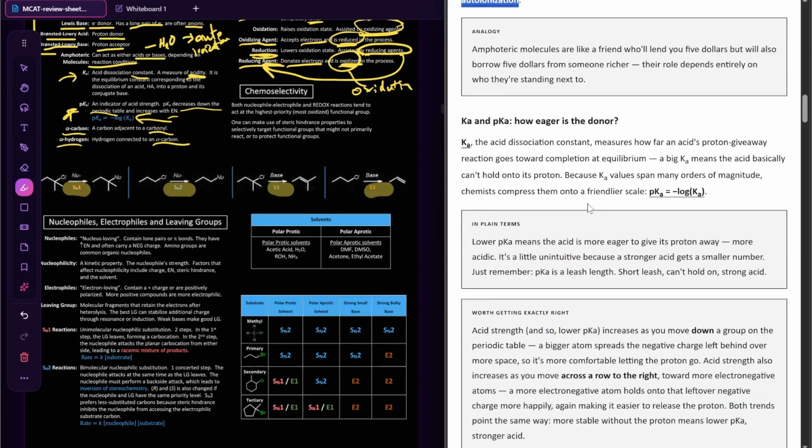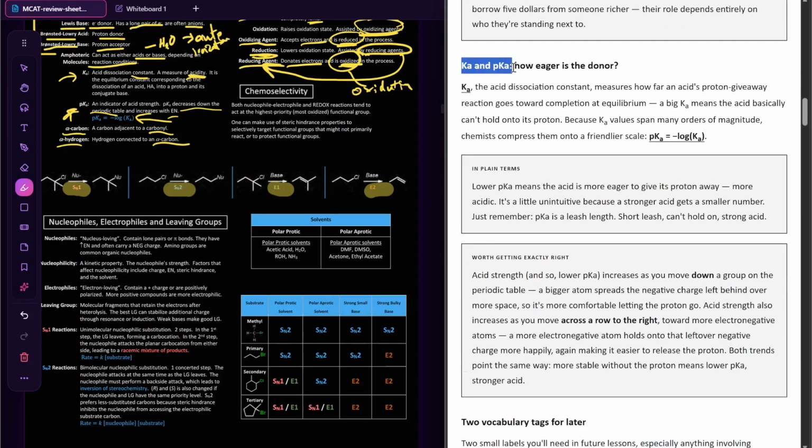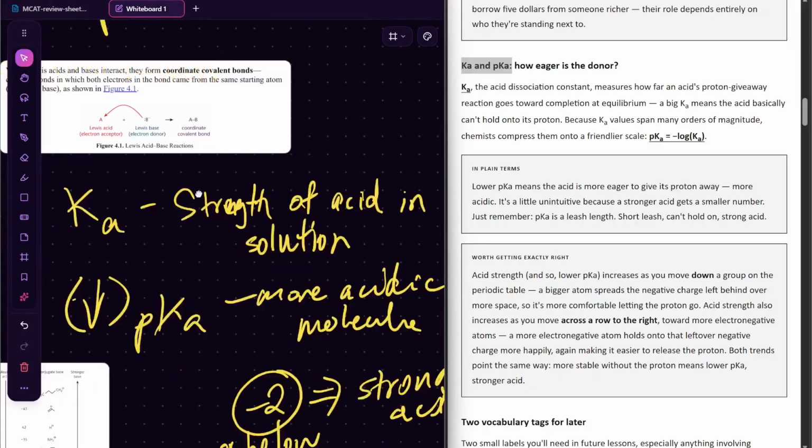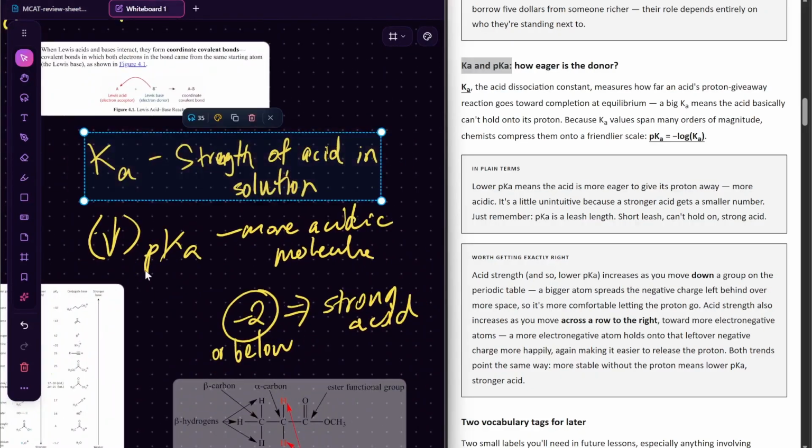So we'll move on from there. Ka and pKa, as we discussed, are numeric signs and signals to determine how acidic something is, how acidic the molecule is. So if we go here, I put it, Ka is your strength of acid in the solution, so how strong is that acid?